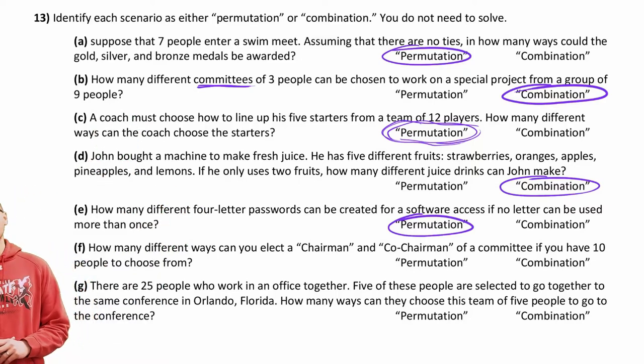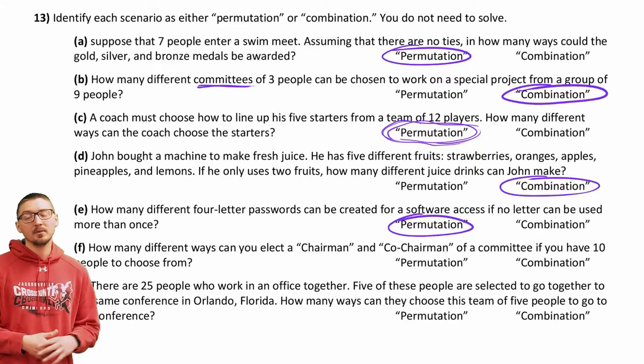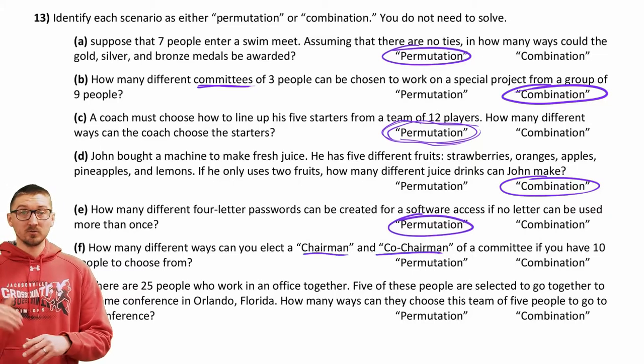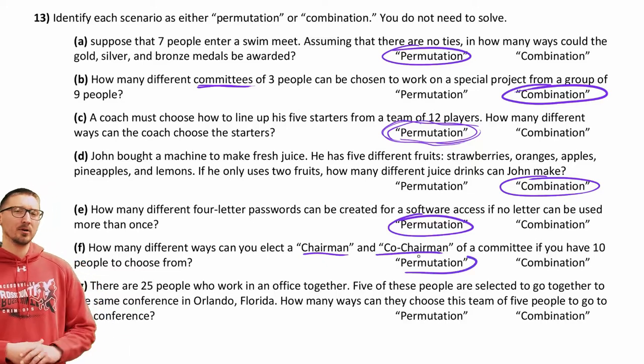F, how many different ways can you elect a chairman and a co-chairman of a committee if you just have 10 people to choose from? Because there is a ranking between the two, and being chairman versus being co-chairman, they probably have different responsibilities. This is a permutation.